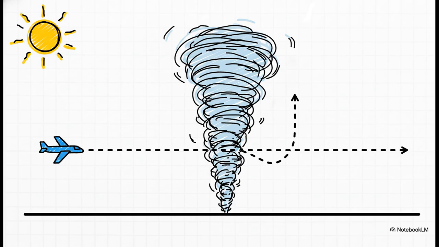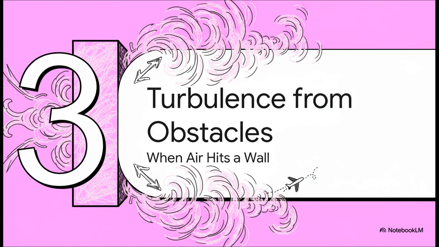For an airplane flying through all this, it's basically hitting invisible speed bumps in the sky. It flies out of a smooth patch of air, straight into one of these rising columns, and then back out again. That's what gives you that familiar jostle. Pretty straightforward, right?